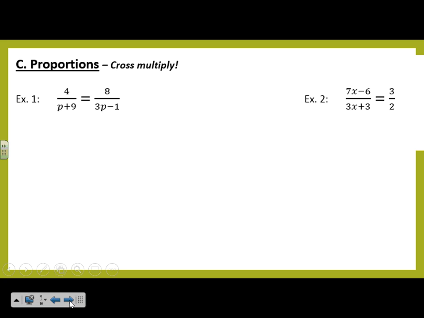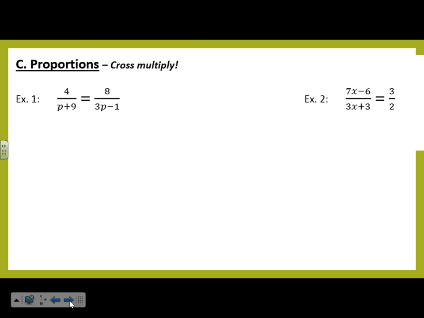All right, the next one is over proportions. Now make sure you remember proportions are two fractions that are equal to each other. Some people start getting confused when we multiply something like this, when you multiply straight across. This is not multiplication, they're equal.